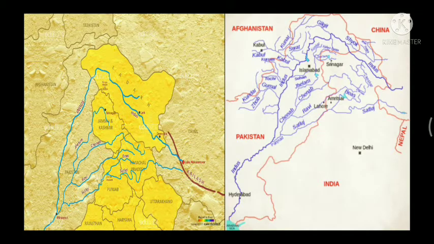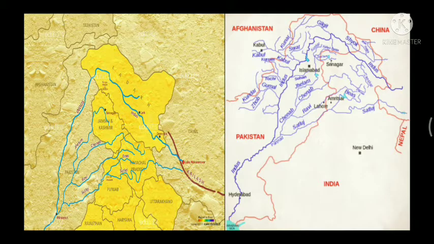Now, the Satluj, the Beas, the Ravi, the Chenab, and the Jhelum join together to enter the Indus at Mithankot in Pakistan. Beyond this, the Indus flows southwards, eventually reaching the Arabian Sea east of Karachi, as you can see in the map. Fine.